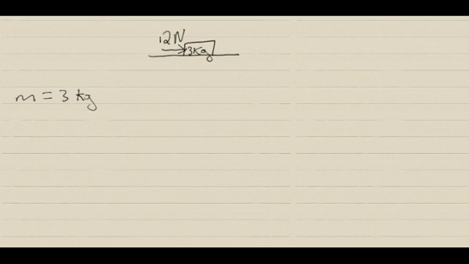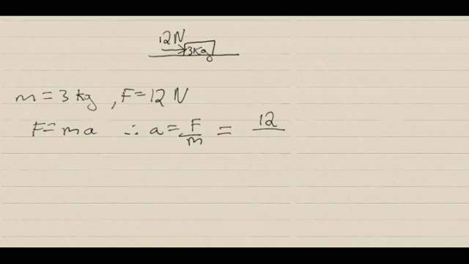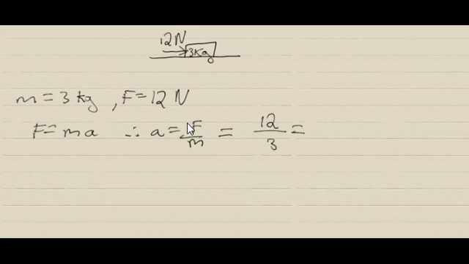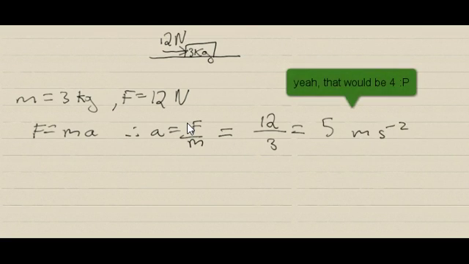Now that we have the mass and the force, we can start solving for the acceleration, which is the rate at which the object is moving. So F is 12 newtons. This is really just a rearrangement of the formula. What do we know? That F equals ma. Therefore, a is going to equal F over m, which equals 12 over 3, which is obviously 4 meters per second squared. So that's the acceleration. We're done with the problem.